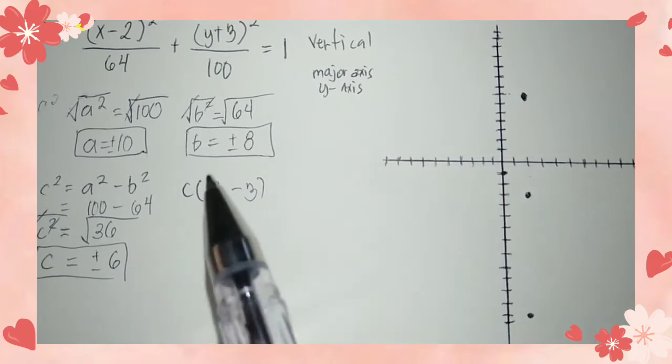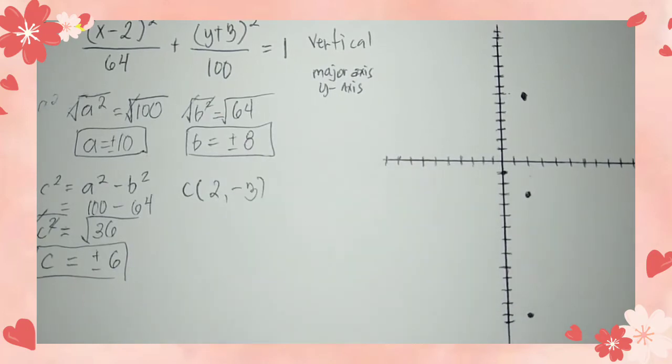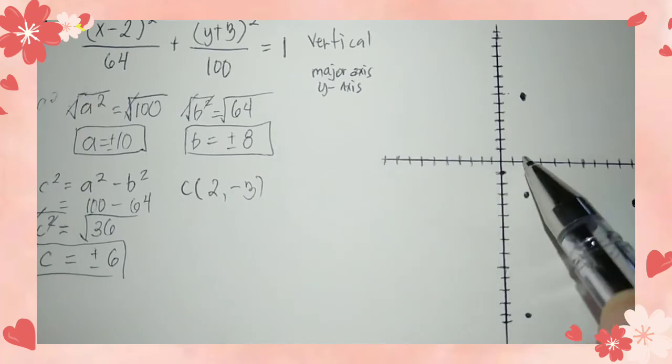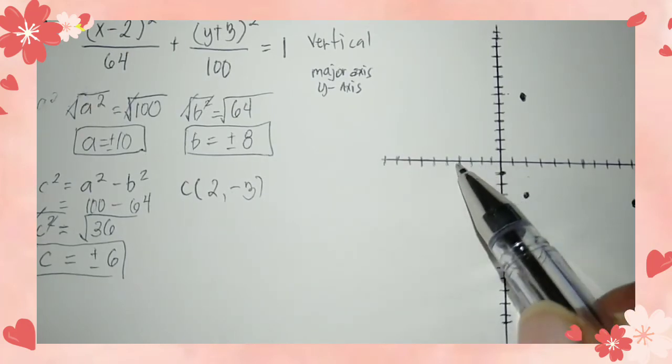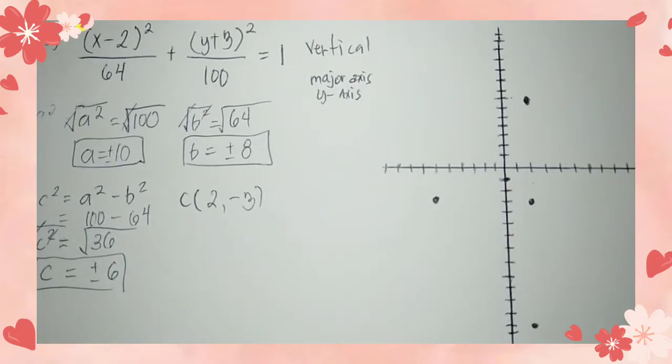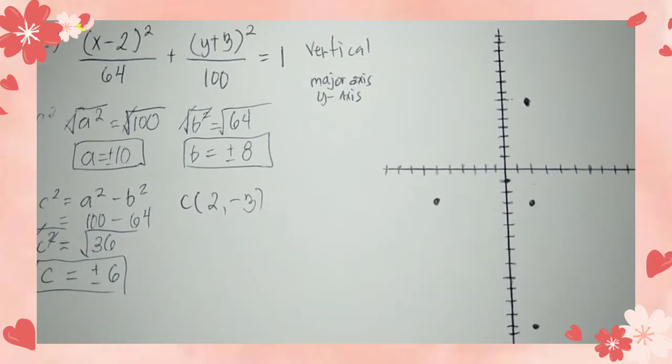Now, let's graph our B. Since ang ating B is 8, so positive right, negative left. 1, 2, 3, 4, 5, 6, 7, 8. So, nandito yung ating co-vertices. 1, 2, 3, 4, 5, 6, 7, 8. Okay, so nandito siya. So, right after that, of course, i-connect natin yung dots.